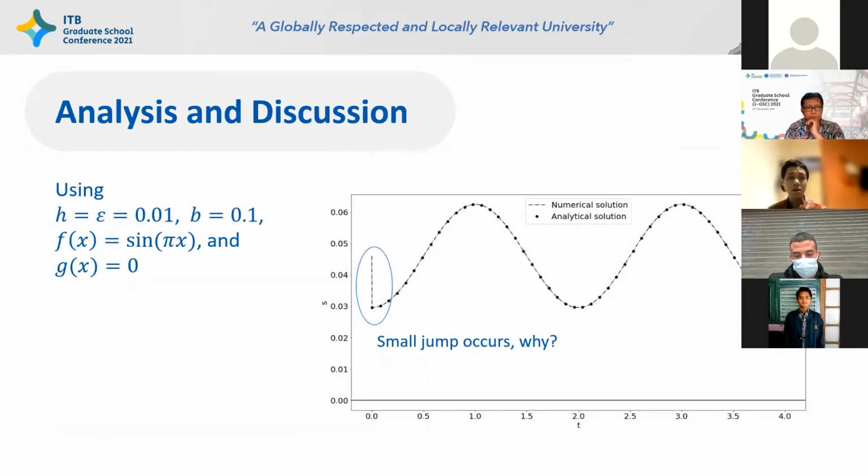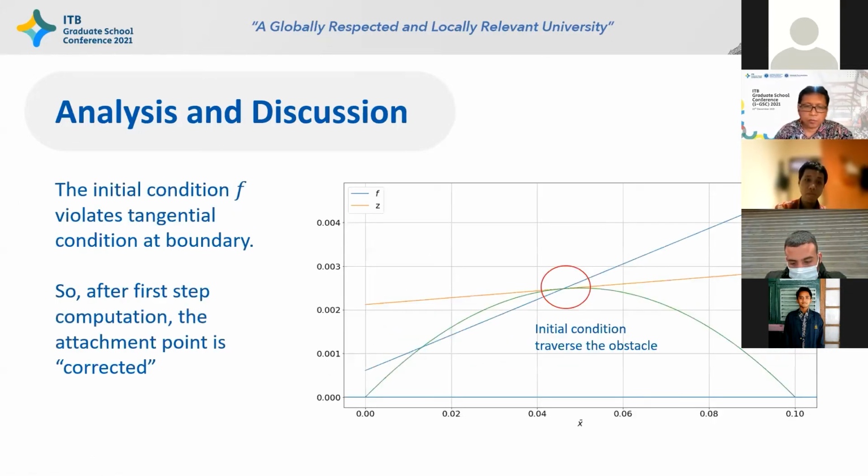Next. So if we choose, for example, h, the height of the obstacle, equal to epsilon equal to 0.01, and b, the length of the obstacle, equal to 0.1, and the initial condition is sinusoidal, sin pi x, we have this kind of solution. The moving boundary just goes back and forth like a sinusoidal trend. Next. But a small jump occurs, because the initial condition must have a tangential condition at the boundary, so it corrects itself if we have an initial condition that fails the problem. Next.